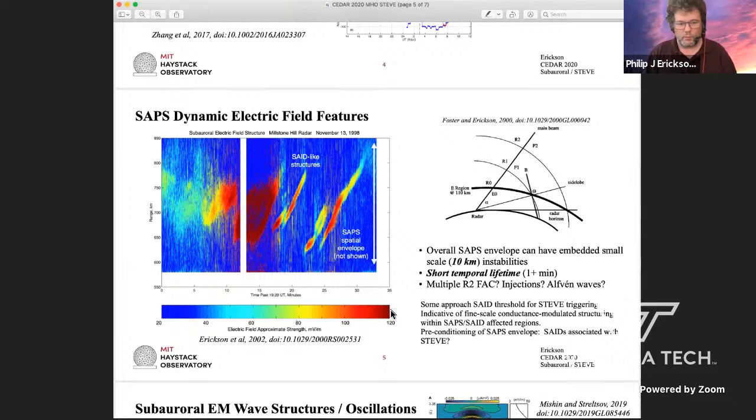And again, when one is considering Steve, it would be useful to look at whether one can detect that fine-scale structuring emerging out of a broader SAPS envelope, again, within the Region 2 current system that has been discussed quite a bit, I see in the chat.